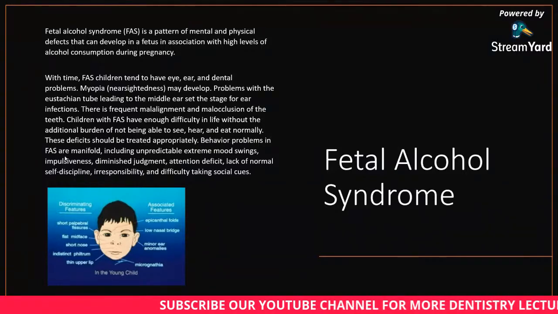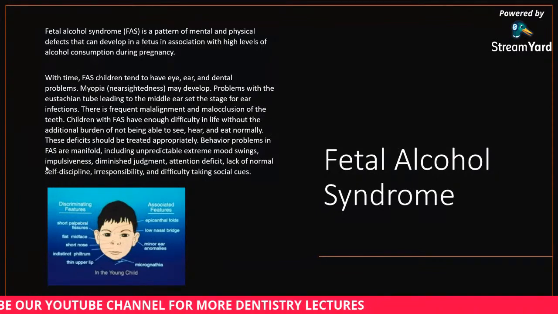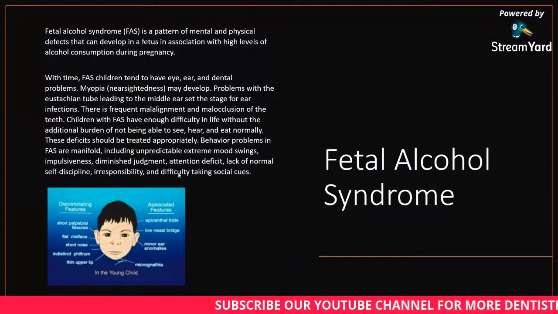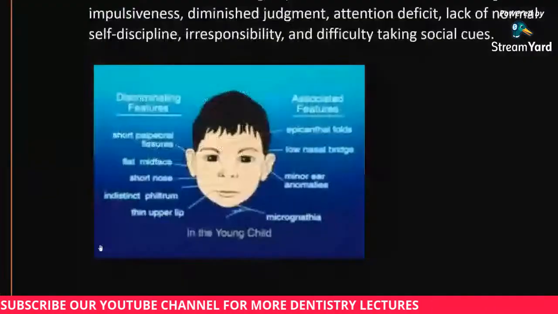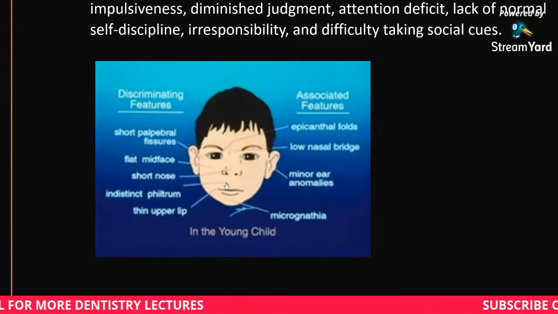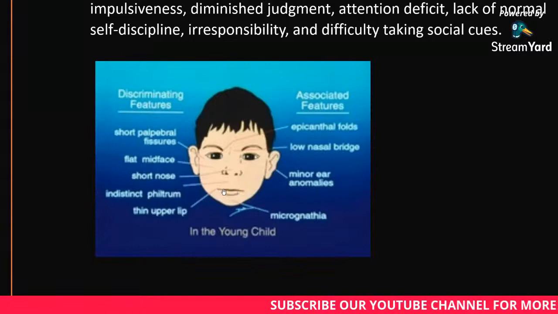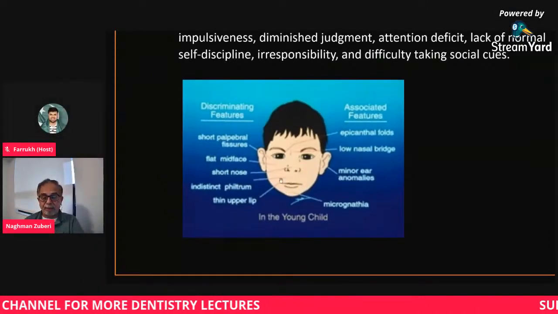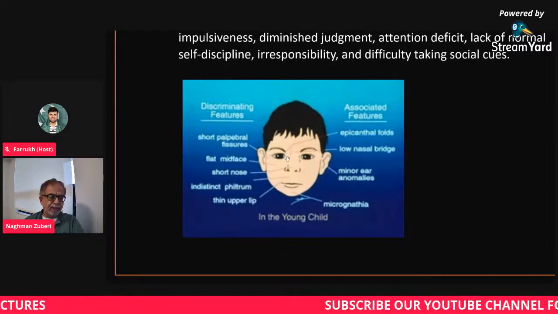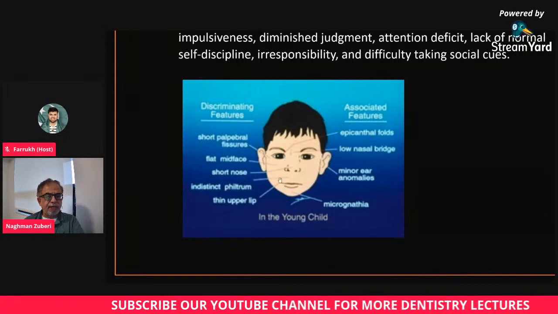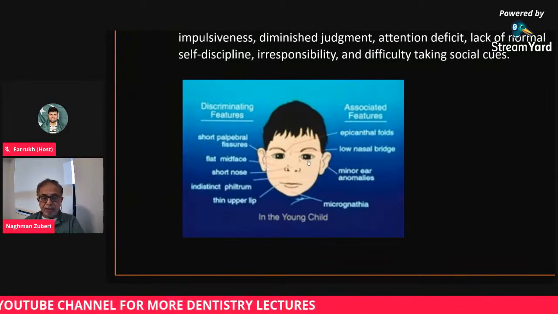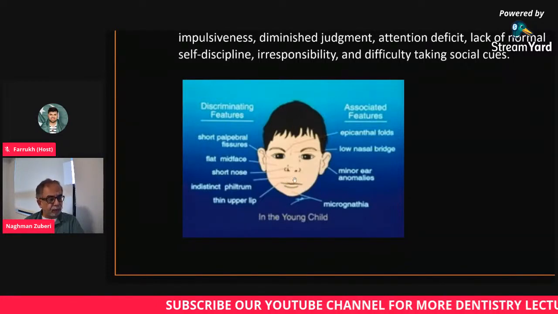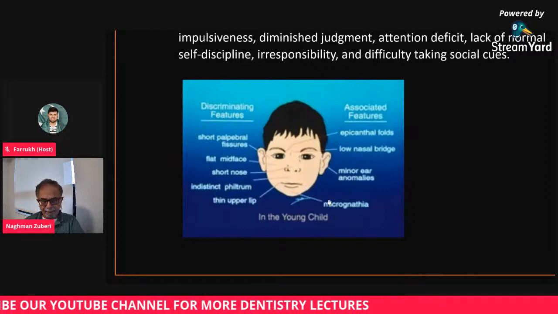Behavior problems in these children are manifold, including unpredictable extreme mood swings, impulsiveness, diminished judgment, attention deficit, lack of normal self-discipline, irresponsibility, and difficulty taking social cues. If we look at these children's faces, there will be a flat philtrum, or no philtrum, and the upper lip will be very thin. Most commonly, the middle face is going to have a problem, not the upper one. There could be a problem with the palpebral fissures and some epicanthal folds, but usually from our point of view, the concern is in the middle face. We can see a short nose, then a flat philtrum or even no philtrum, and a very thin upper lip.